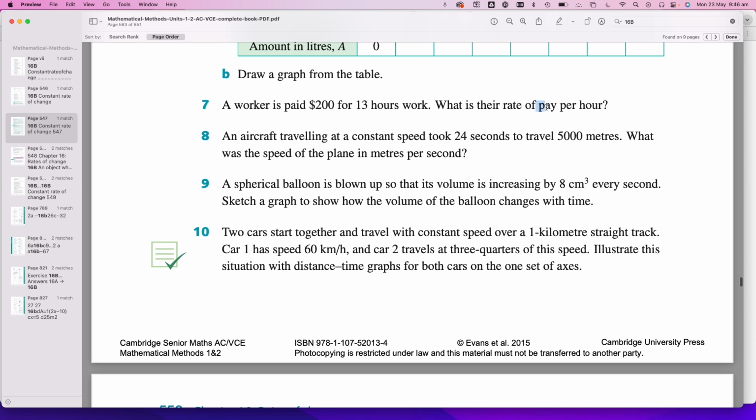If you have a look at it, pay per hour, that kind of gives it away, right? If it's rise over run, then you've got y per x. So the pay must be like the y, and the hours must be like the x. So you can use that to figure out what the rate of pay per hour is for question 7, and you can do something similar for question 9. Good luck.